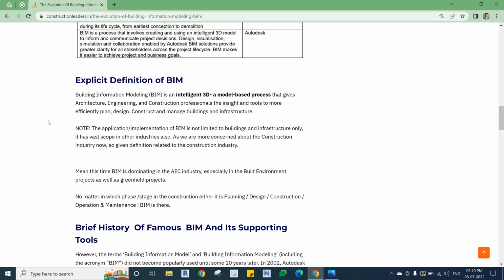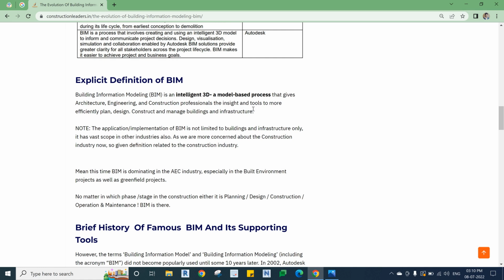And the information model. Here, in building information modeling, information plays a very important role. And that is the heart of BIM in the 3D model. We will be inserting the information into the 3D model. That is a very important thing.